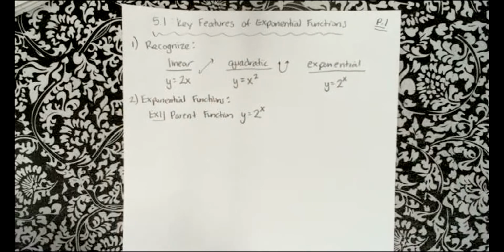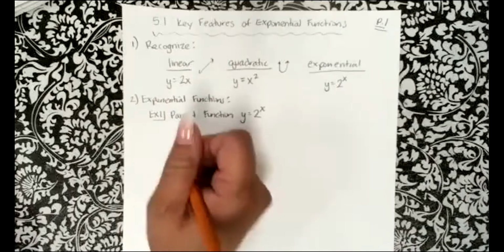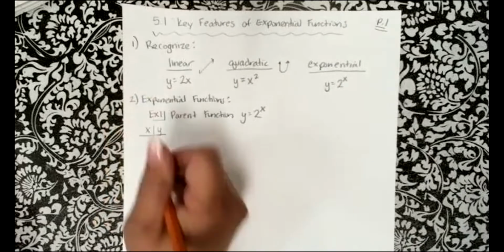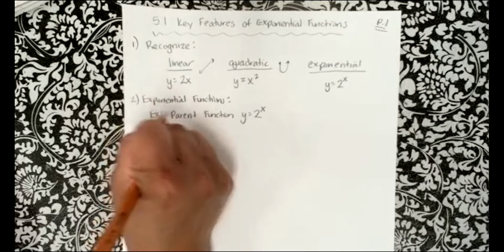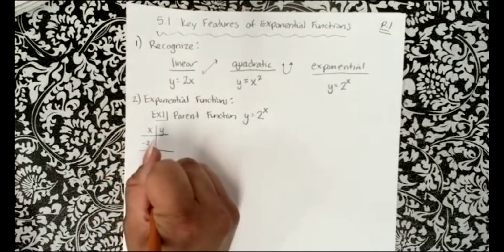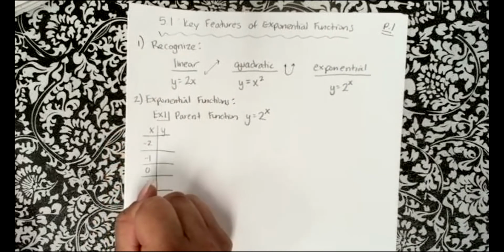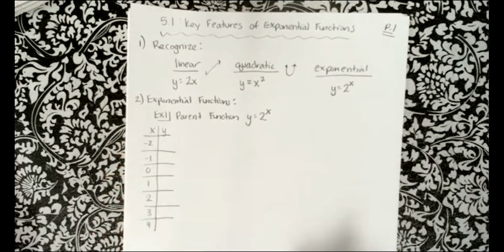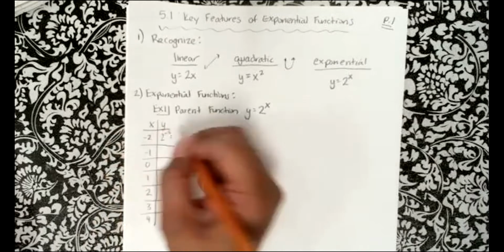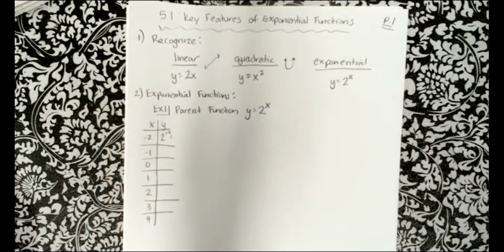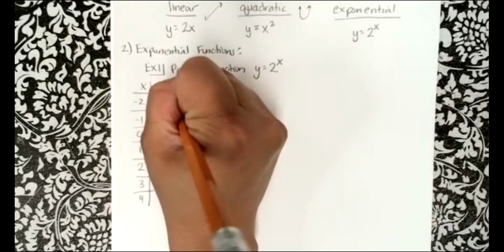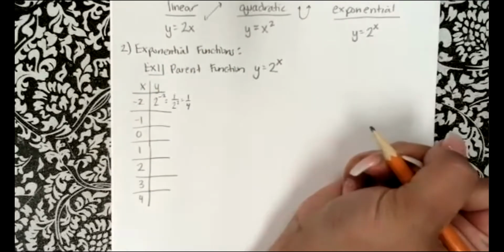I'm going to go ahead and start making a t-chart. Let's put some negatives like -2, -1, 0, 1, 2. Also do 3 and 4 here. This is going to be 2 raised to the -2 power. And keep in mind that a negative exponent makes it flip to the bottom. So it's actually going to be 1 over 2 squared, which is 1 over 4.